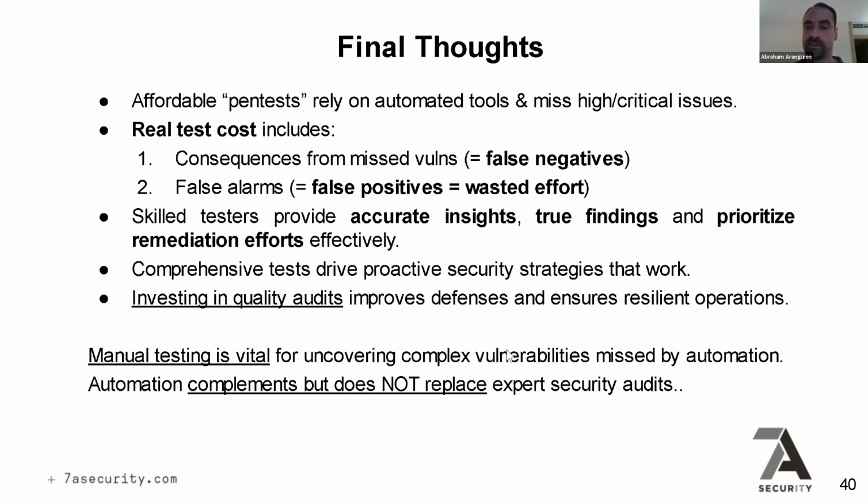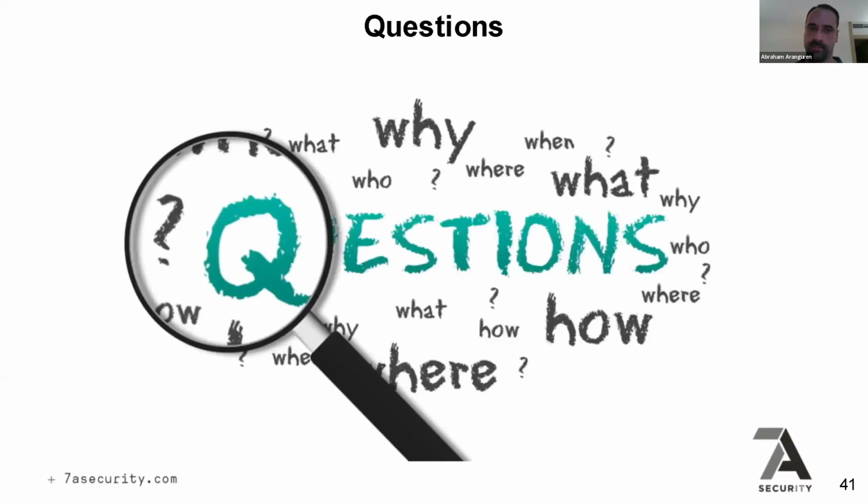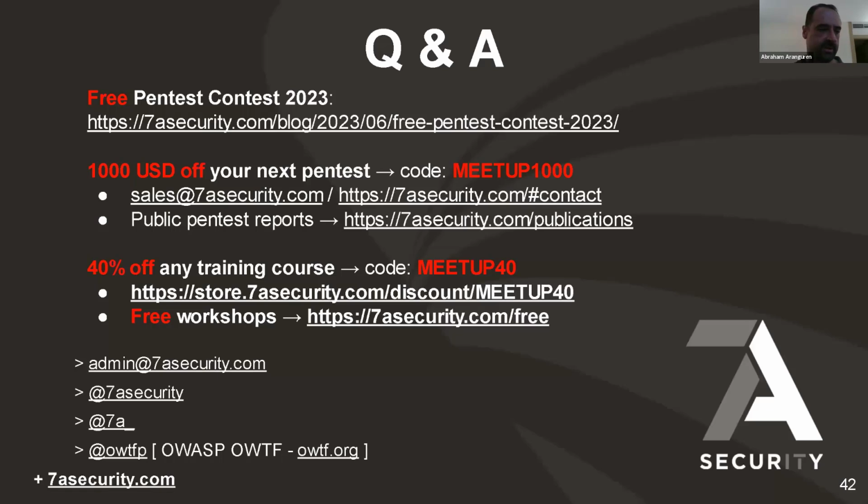So manual testing is vital for uncovering complex vulnerabilities missed by automation, as I explained before. And automation complements, but does not replace expert security audits, right? So this is the bottom line, right? So you really should use automation as much as you can. I'm not saying you shouldn't, but you should also do expert security audits, right? So hire some company. So with that, we have, I believe, some time for questions.